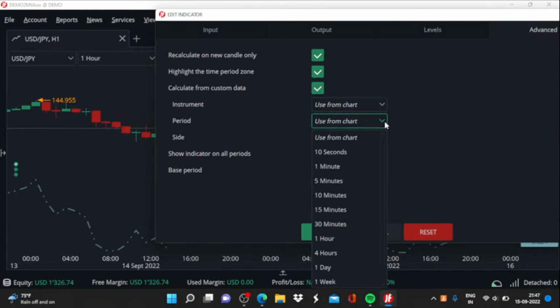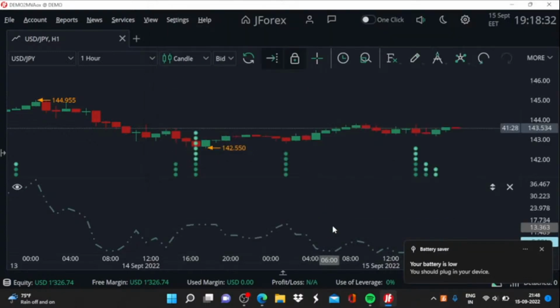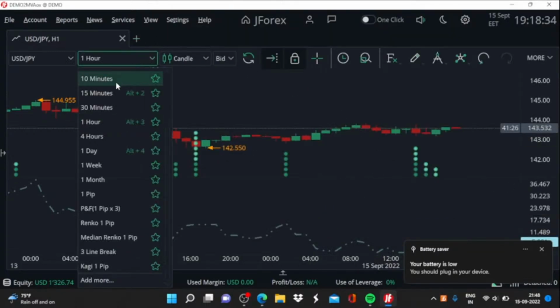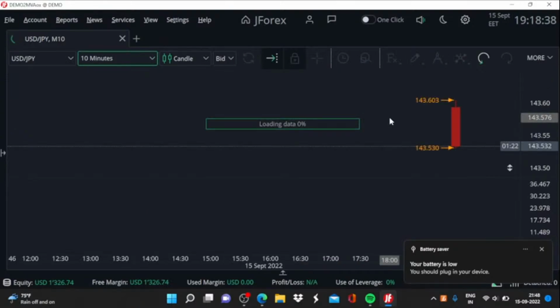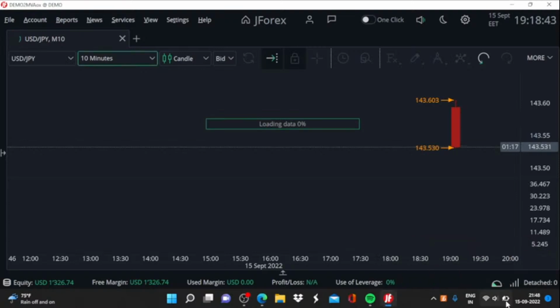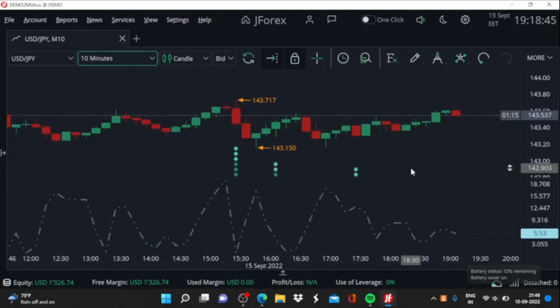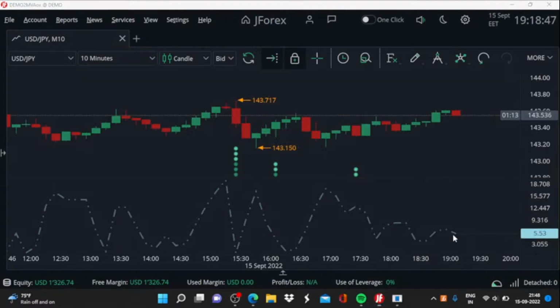The same principle applies to defining of the calculation period. If you want the candle period to be used from the chart, then you can opt for this option. So whenever you change the candle period, for example, say from 5 minute to hourly, as you change the candle period, the new plotting will be in accordance with the newly set candle period.